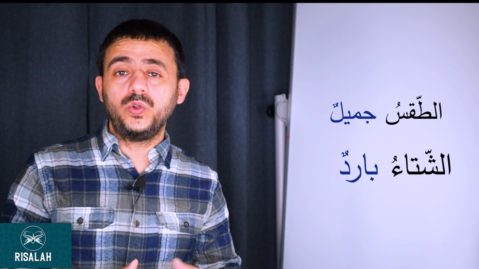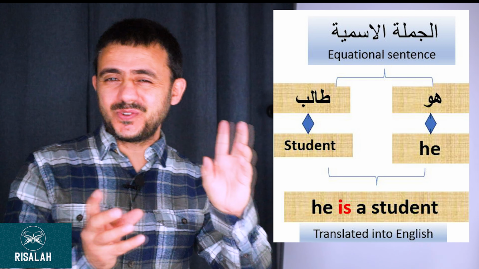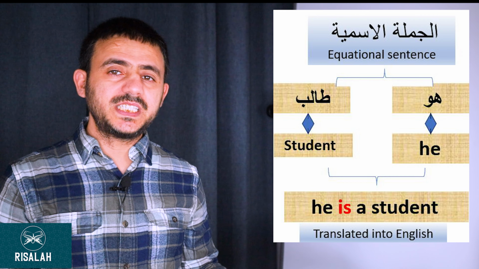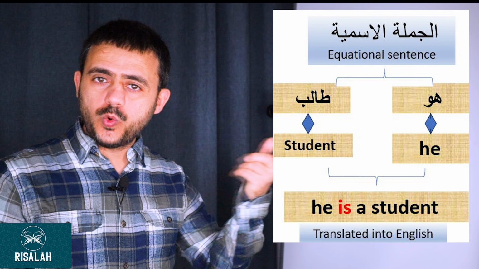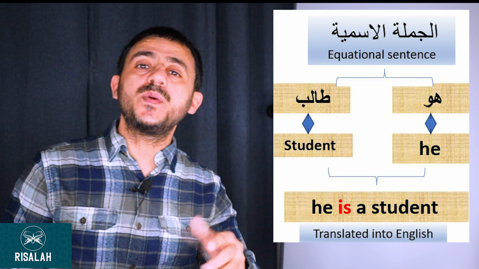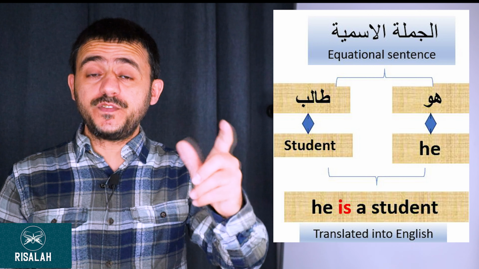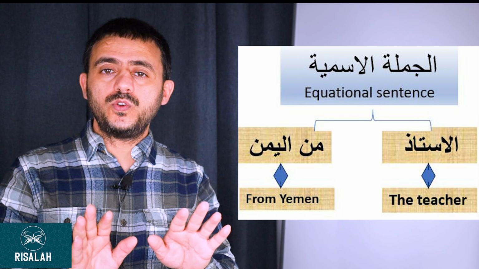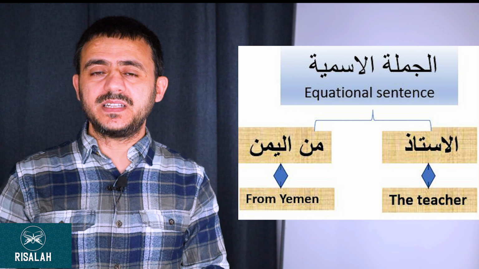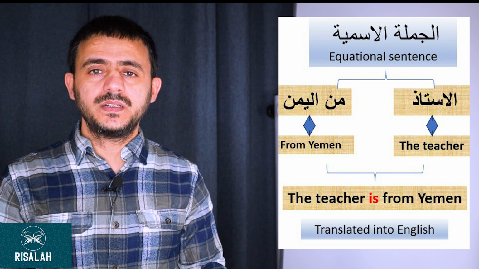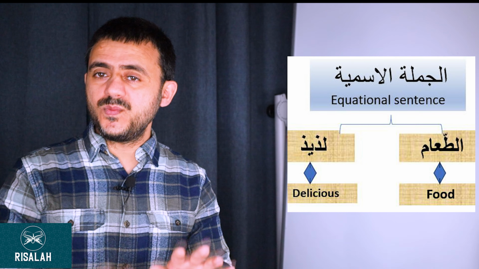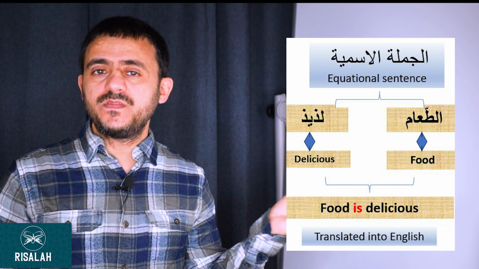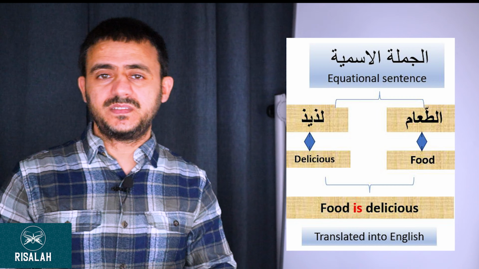Now, before we end the video, let's go back again to the verb to be. If you notice, we said huwa talib. He is a student. So when you translate equational sentences, you should come up with the verb to be when you do the translation. If you're flipping from English to Arabic, then you need to get rid of the verb to be. Let's try this sentence. Al-ustadh min al-Yaman. How would you translate this? The teacher is from Yemen. Another example. At-ta'amu ladhid. Food is delicious.